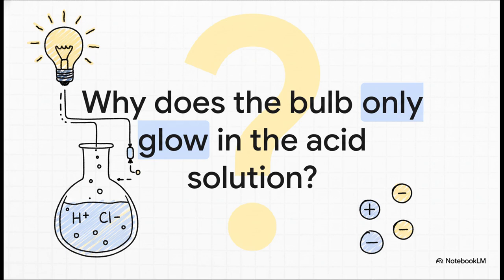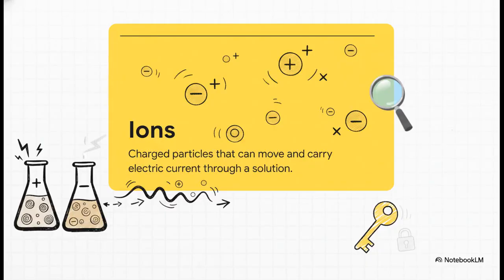The bulb glowing means that an electric current is flowing through the acid. But how can current flow through a liquid? There must be something inside the solution that is carrying the electric charge. And that something is what we call ions. Ions are tiny, charged particles, and because they have a charge, they can move through the solution and carry the electric current. So this experiment tells us that the acid solution must have ions. The glucose solution, on the other hand, does not. This is the key to our mystery.